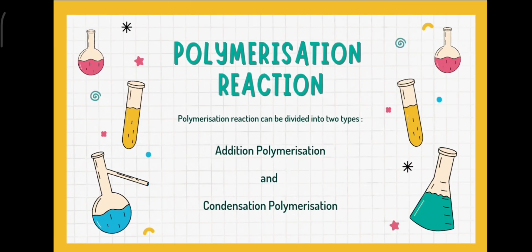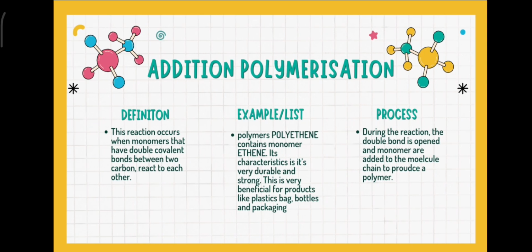Chemical analysis. Polymerization reaction can be divided into two types, addition and condensation. Addition polymerization, by definition, is the reaction that occurs when monomers that have double covalent bonds between two carbons react with each other. For example, the polymer polyethylene contains the monomer ethene. Its characteristic is that it is very durable and strong. This is very beneficial for products like plastic bags, bottles, and packaging. During the reaction, the double bond is opened and monomers are added to the molecule chain to produce a polymer.